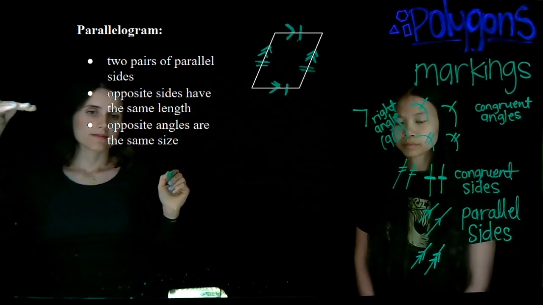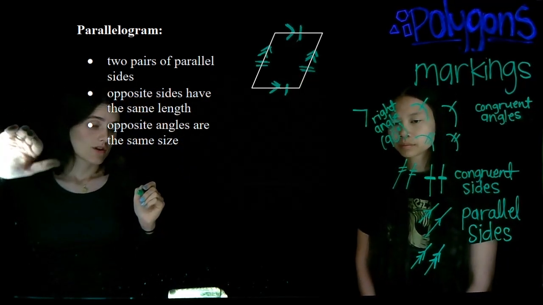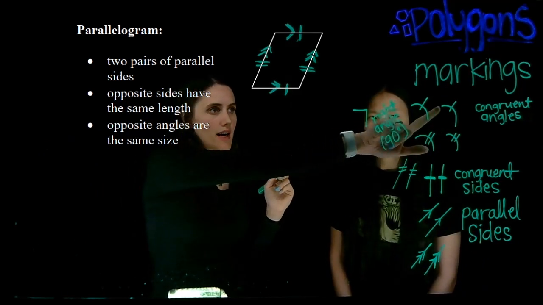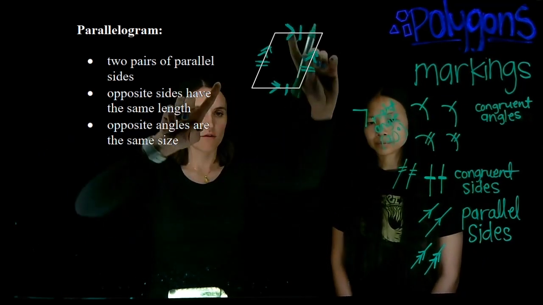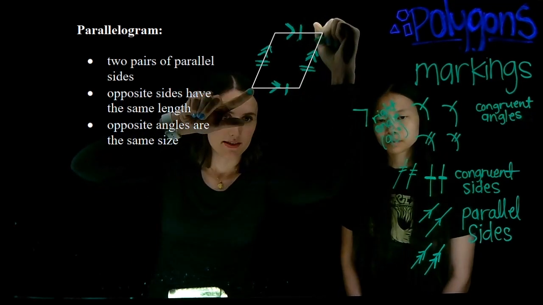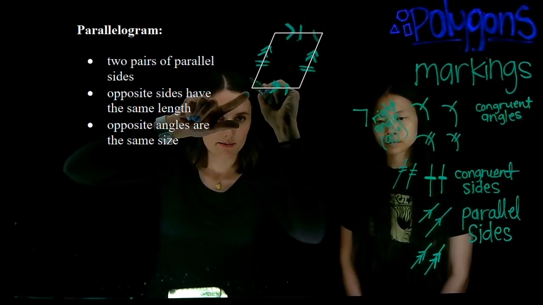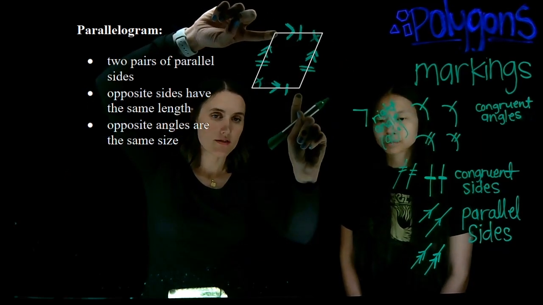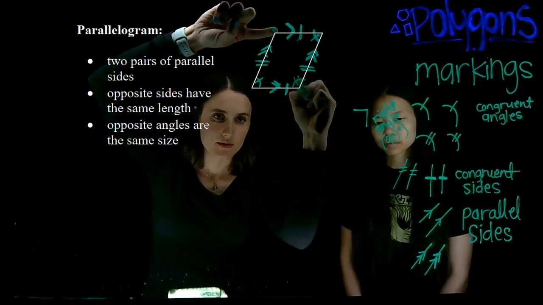All right, and then we come to the last one that says opposite angles are the same size. So we'll come over to how we label the angles, and we can see that congruent angles have the same number of tick marks. So if opposite angles are congruent, it means that these opposite angles will be the same size. So we will label them with one tick mark, and then these opposite angles will also be the same size. So we will label these ones with two tick marks.